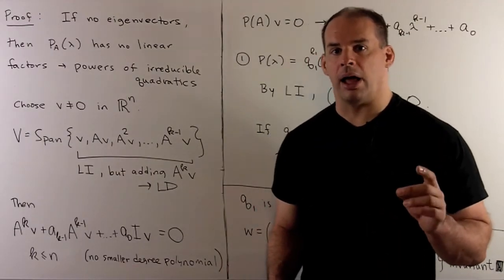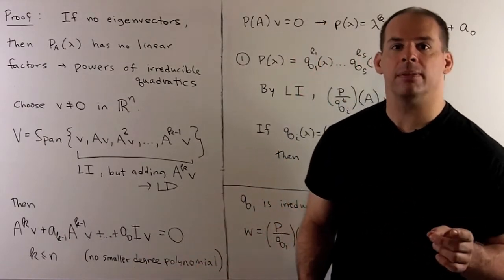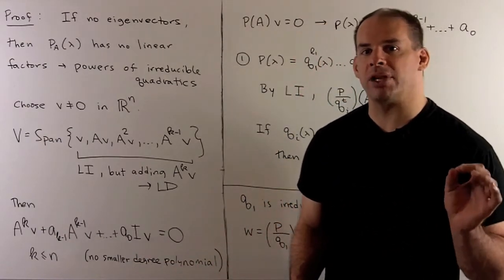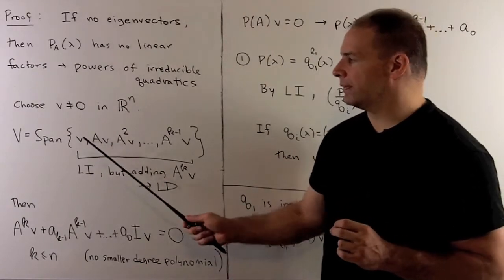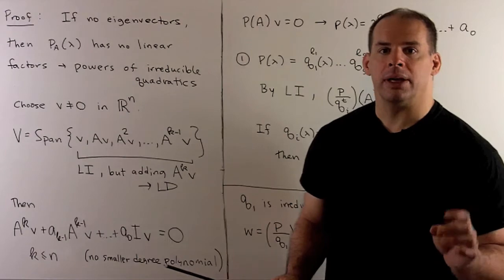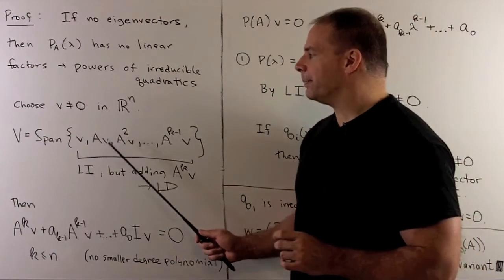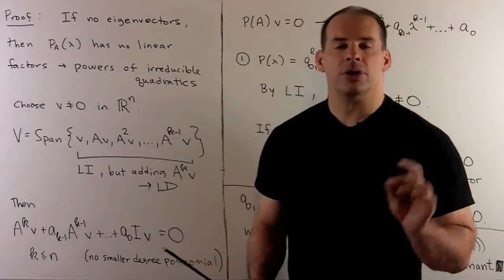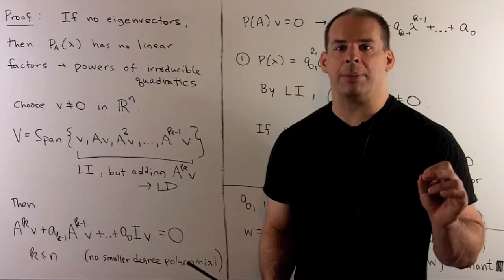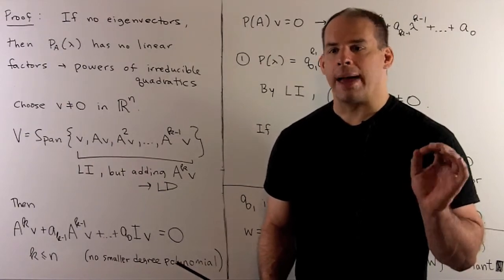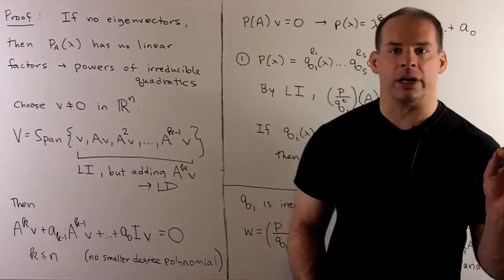Taking a closer look at our polynomial, we've seen that the degree is less than or equal to n, but we also have that it's greater than or equal to 2. To see that, we chose v to be non-zero. If v and Av are linearly dependent, then Av is some multiple of v, so v is an eigenvector for A. We're assuming that can't happen, so that means our degree is greater than or equal to 2.